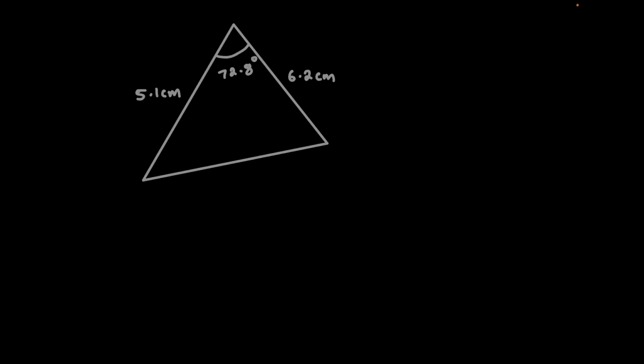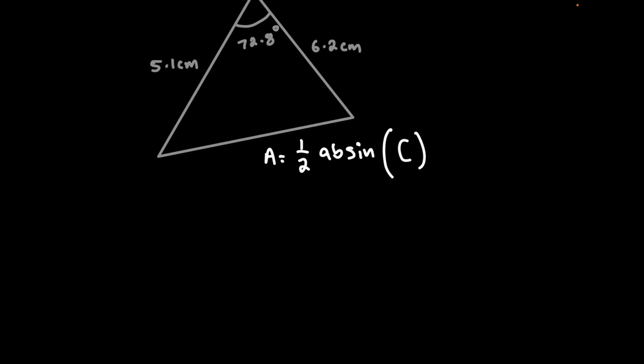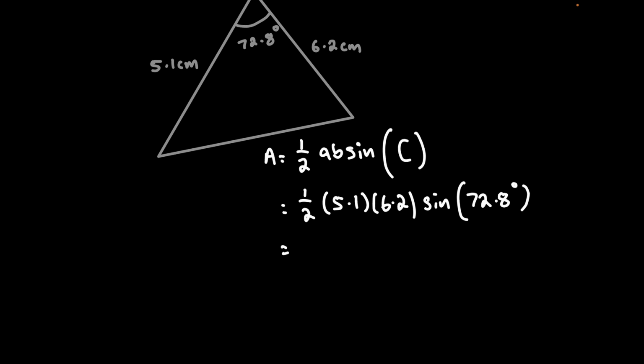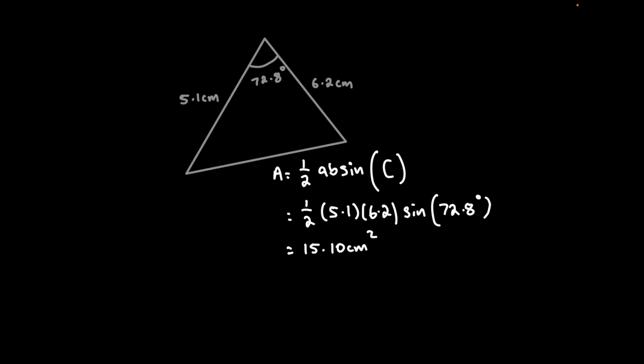The next triangle we're looking at is this one here. We have two sides and the angle in between. So again, the area of the triangle is simply half times the side lengths of the two sides times the sine of angle C. If we substitute in the values here, the area is equal to half times 5.1 times 6.2, which are our two side lengths, times the sine of the angle that is in between the two sides, which is 72.8 degrees. And once we work it out, we get the area is 15.10 centimeters squared. And that's how you work it out for this triangle here.